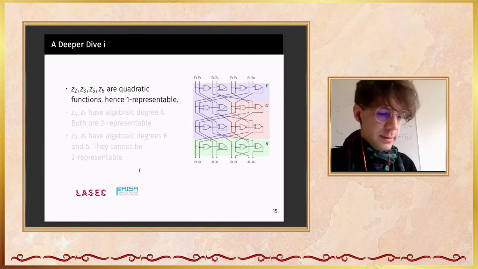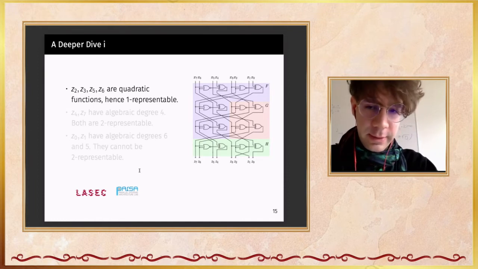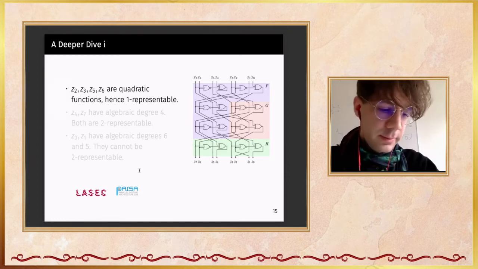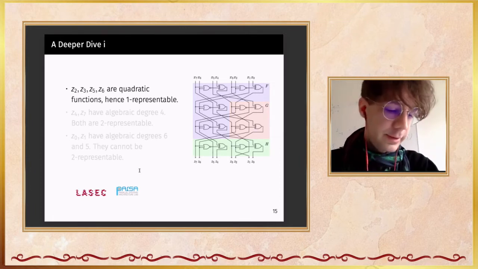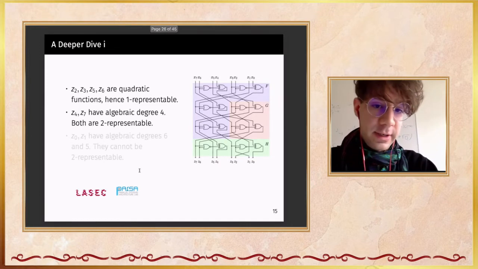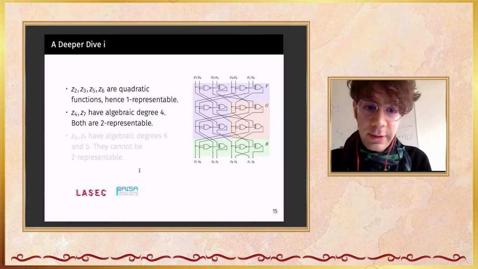We have to pivot a little bit, or dive a little bit deeper. So let's look at the other bits of this S-box, the other output bits. Bits 2, 3, 5, and 6 are quadratic, so by definition they're 1-representable. Bits 4 and 7 have algebraic degree 4, and it's relatively easy to see that they're both 2-representable.